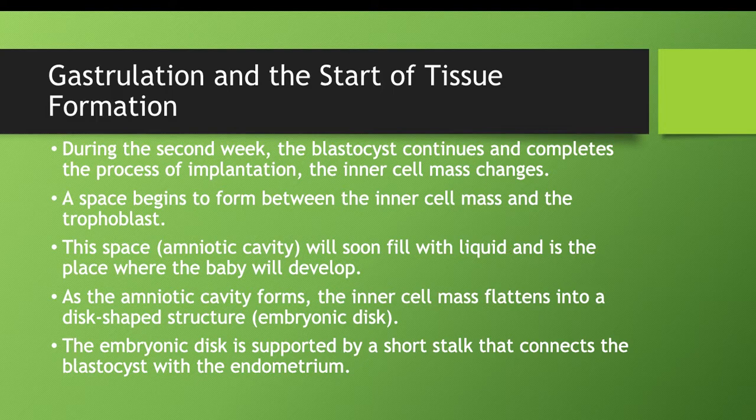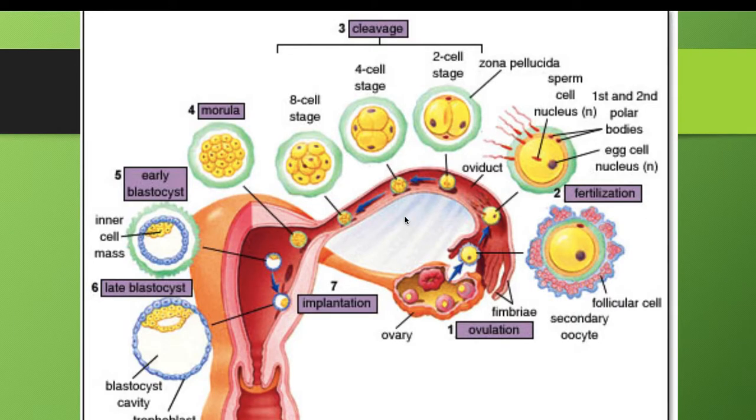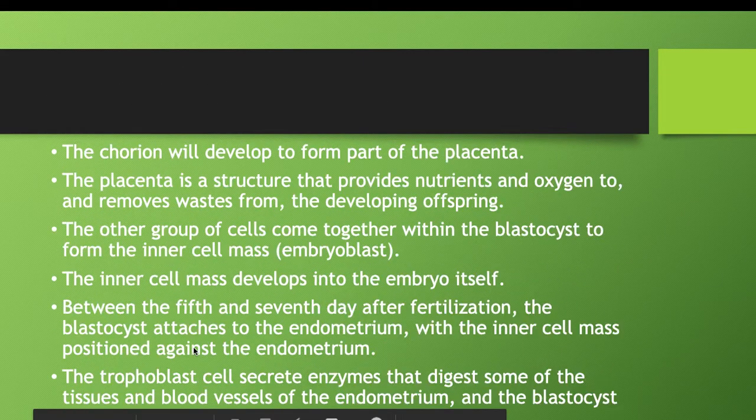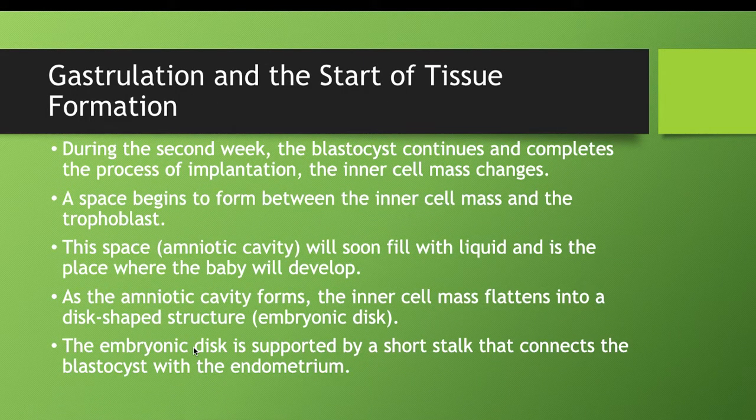During the second week, the blastocyst continues and completes the process of implantation. The inner cell mass changes. A space begins to form between the inner cell mass and the trophoblast. This space, called the amniotic cavity, will soon fill with liquid and is the place where the baby will develop. So remember, it's that pouch, that open space in my picture. This is going to become the amniotic cavity, and that's going to become filled with fluid called amniotic fluid.